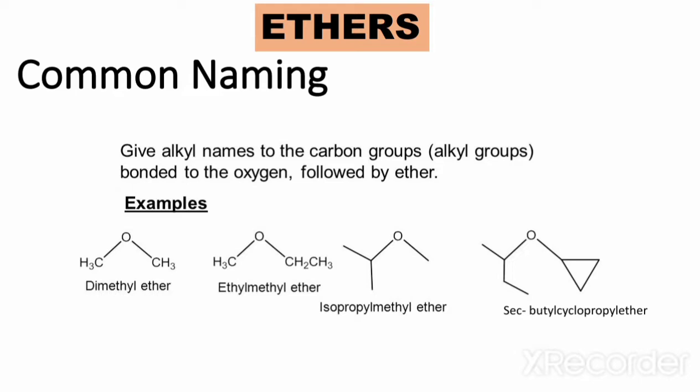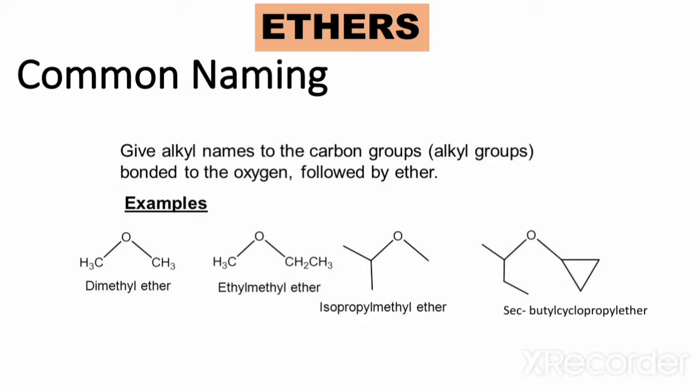As you can see, the other example has two different alkyl groups. One is a methyl group that has one carbon atom, and the other is an ethyl group that has two carbon atoms, and we will name it as ethyl methyl ether. Why do we name it as ethyl methyl ether, and not methyl ethyl ether? Because of the alphabetic order: ethyl comes before methyl, because E comes before M. So we name it as ethyl methyl ether.